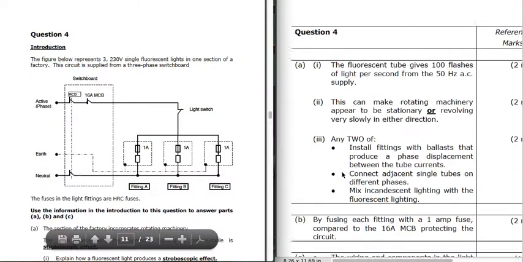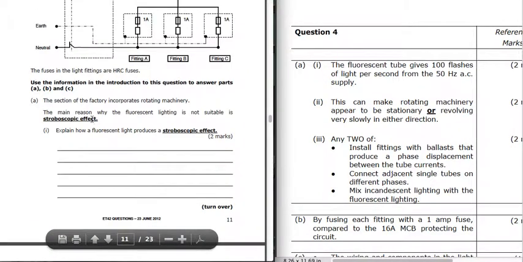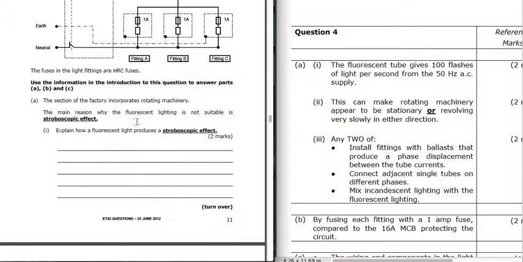Question 4, we've seen this before in another paper. We've got now 3 fittings, 230 volts. We've got a 16 amp MCB and an RCD, and each lamp is protected by a 1 amp fuse. Fluorescent lighting is not suitable because of the stroboscopic effect. So explain how a fluorescent light produces a stroboscopic effect.